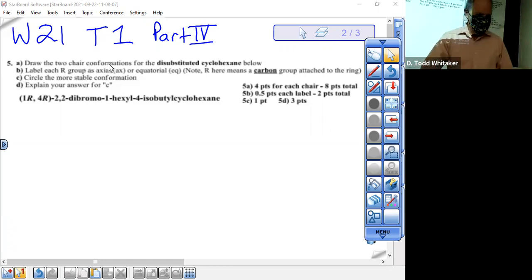And we're supposed to draw the 2 chair conformations for the disubstituted cyclohexane below. That just means there's 2 carbon groups on it. And the carbon groups are, well, it's more than disubstituted. It's got bromines on carbon 2. It's got a hexyl on carbon 1 and an isobutyl on carbon 4. And we don't even know if it's cis or trans, but we have to figure that out before we start.